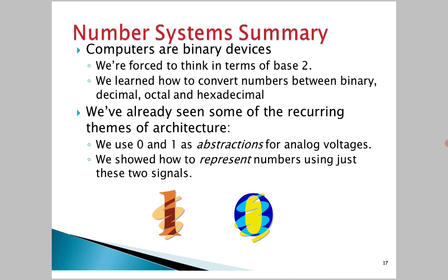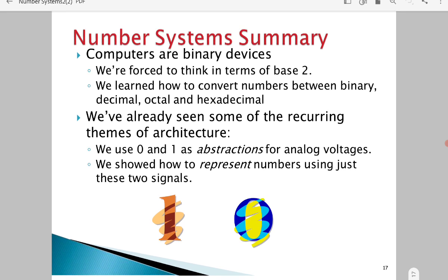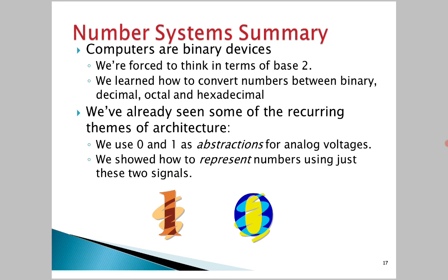So this is the summary of this PPT about number systems. Computers are binary devices. What does that mean? Binary numbers mean machine language. Computers can understand only the binary number system or machine language, not decimal, octal or hexadecimal. So everything should be converted into binary only. We are forced to think in terms of base 2, so everything will be in base 2, binary numbers only.